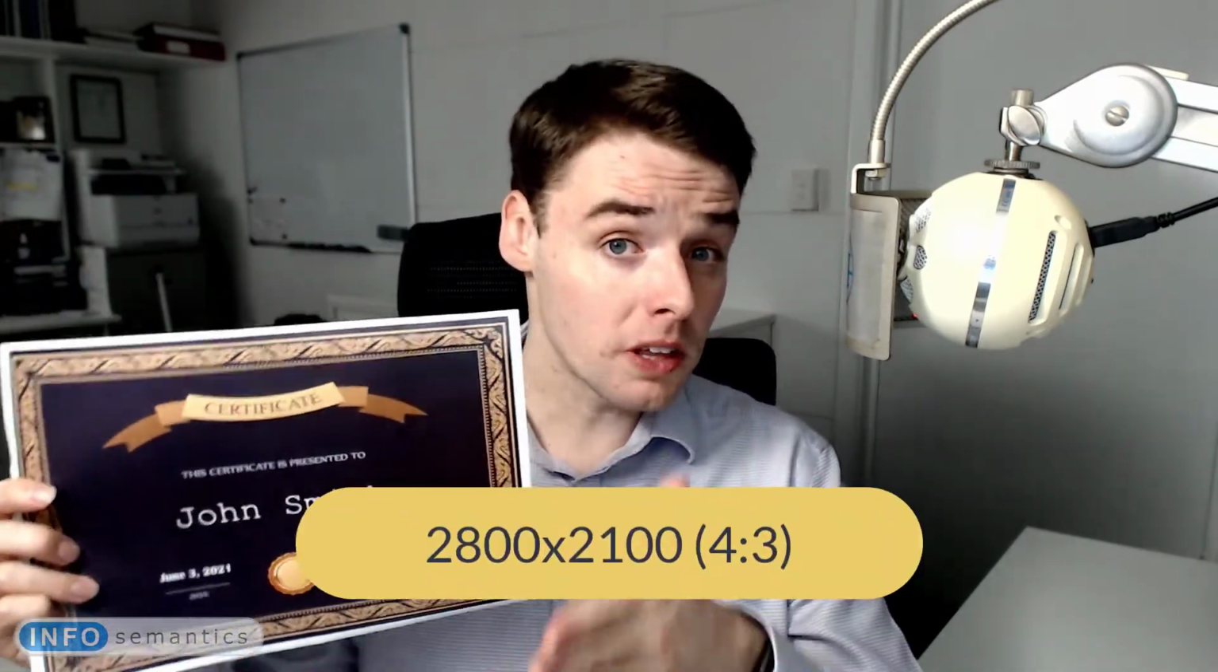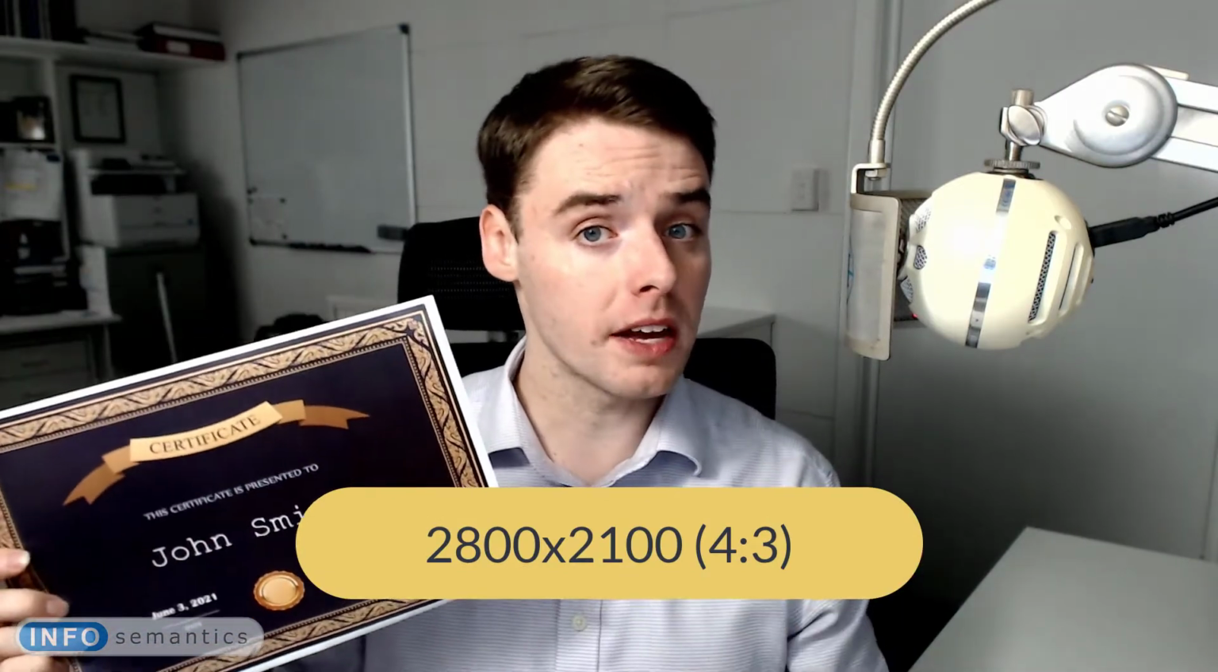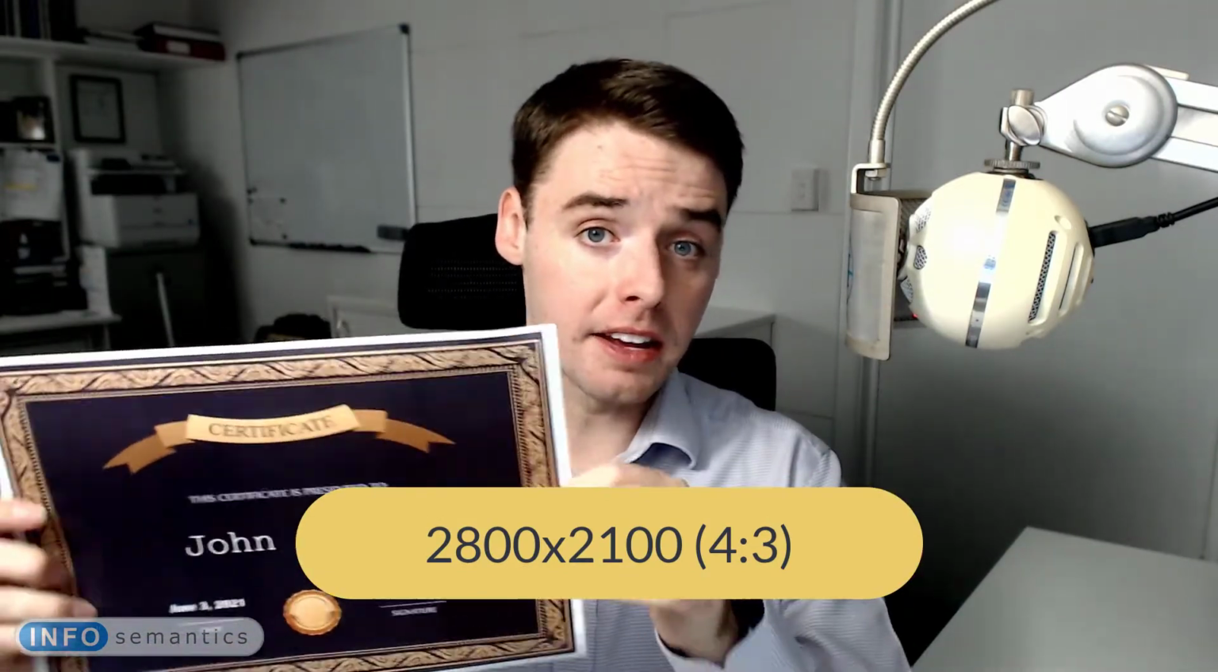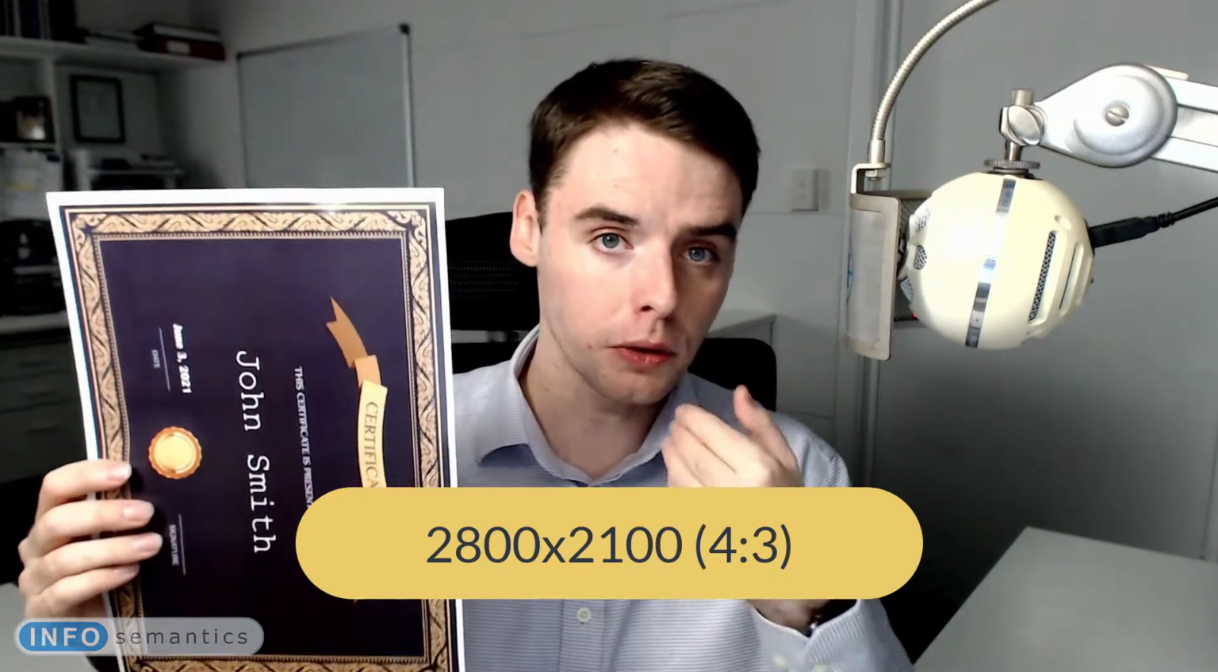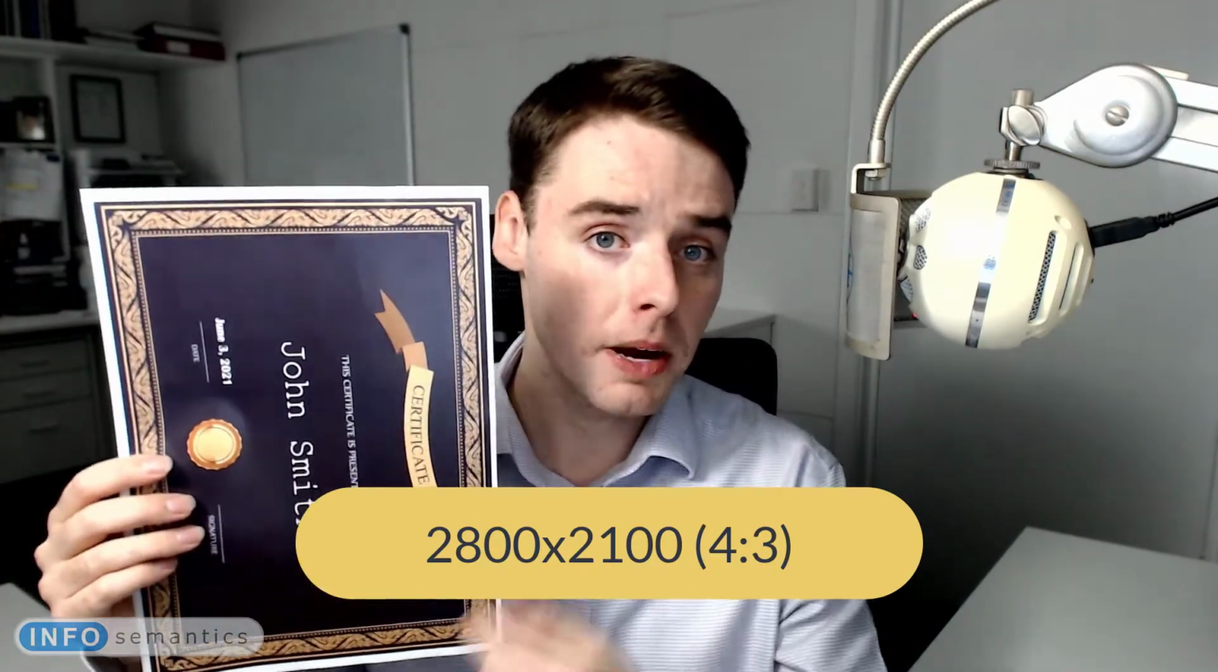Now, how big should this background image be? Well, if you've got a landscape A4 certificate, then the ideal size would be 2,800 pixels wide by 2,100 pixels high. And if it's portrait, you would flip that around. So 2,100 pixels wide by 2,800 pixels high. Now, if you can't get a certificate image which is exactly to those dimensions, then any high resolution image that's 3:4 ratio will work for us.